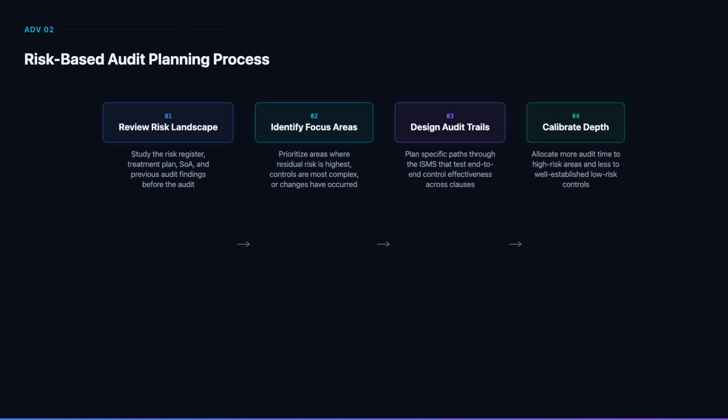Calibrate your audit depth based on risk. Spend more time on high-risk areas with complex controls and less on well-established low-risk areas. This does not mean ignoring low-risk areas entirely. Sampling is still required, but the depth and rigor should be proportional to risk significance. Explain this calibration in your audit plan so the approach is transparent.